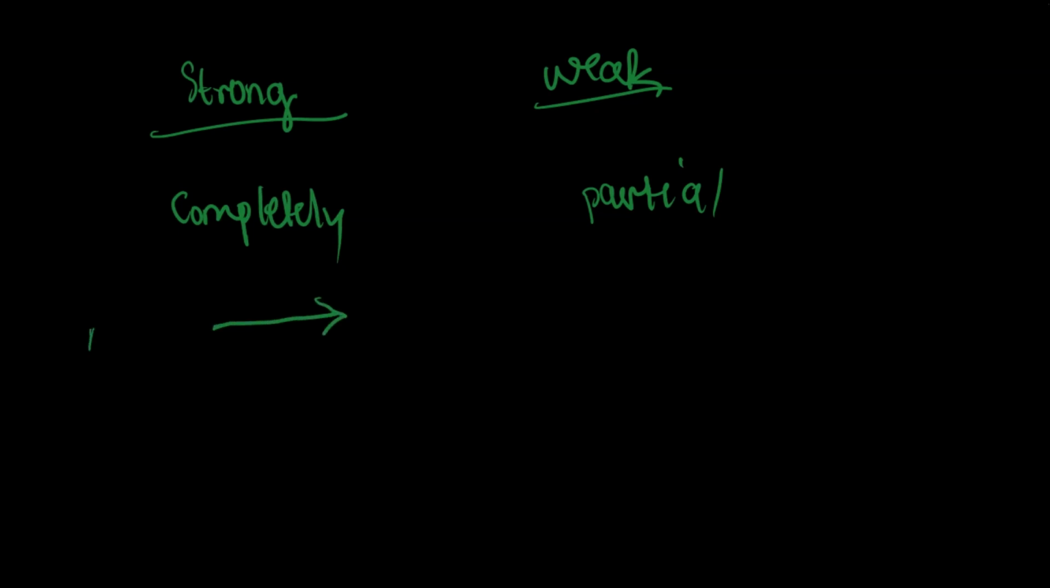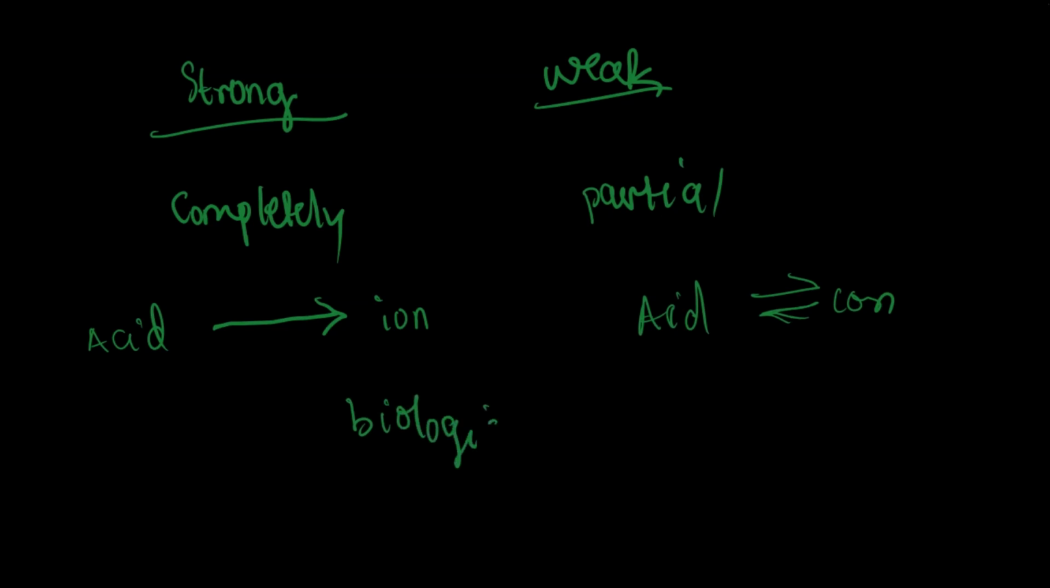So for a strong acid, what you have is a single arrow going from acid to ions. However, for a weak acid, what you have is a reversible dissociation, where we could go from acid to ion and from ion to acid. Now, most biological acids are organic acids, and most organic acids are weak acids. Since this video relates to the biological system, we would be considering majorly the weak acids.